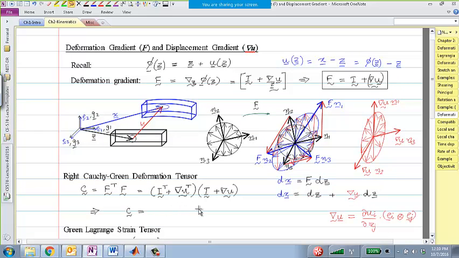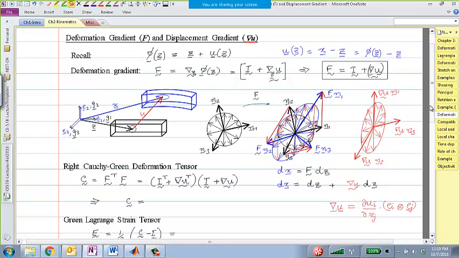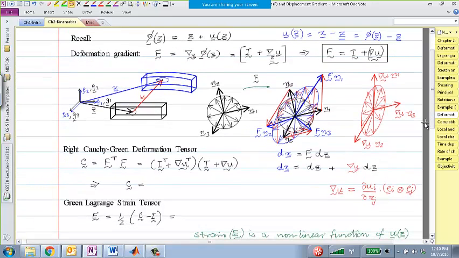All right, so let's see how it is related to our conventional definition of strain. You remember we said that the Green-Lagrange strain is equal to half of C minus I. I'll come to that in a little bit. Let's try to express that strain in terms of this new gradient vector that we have defined.